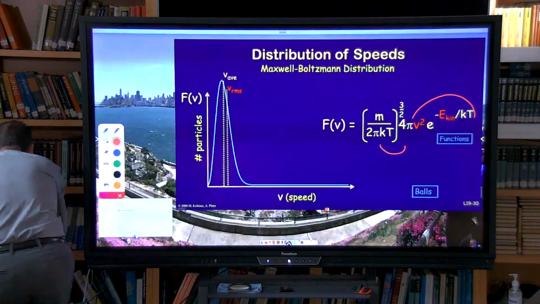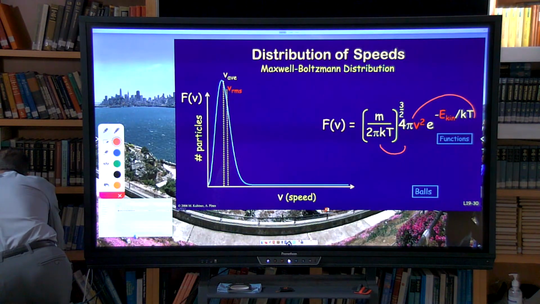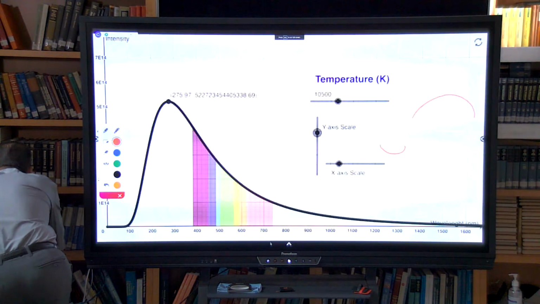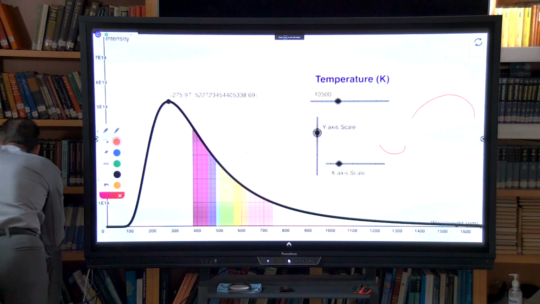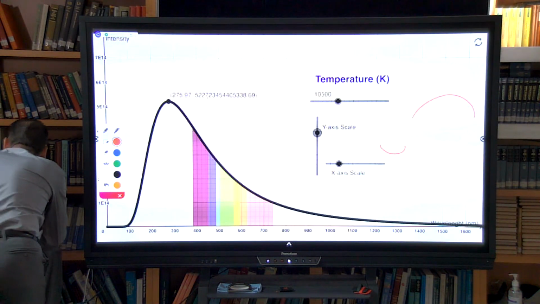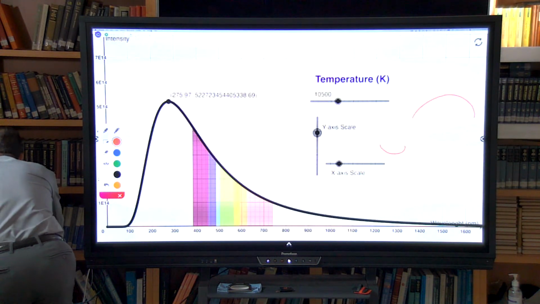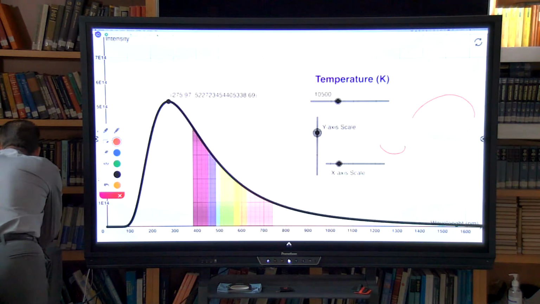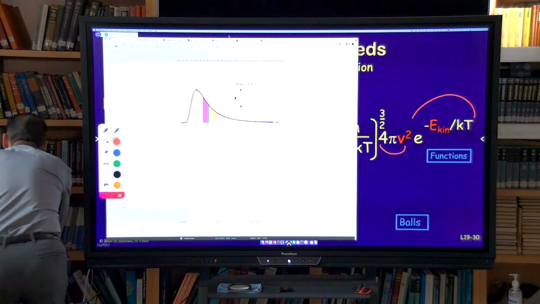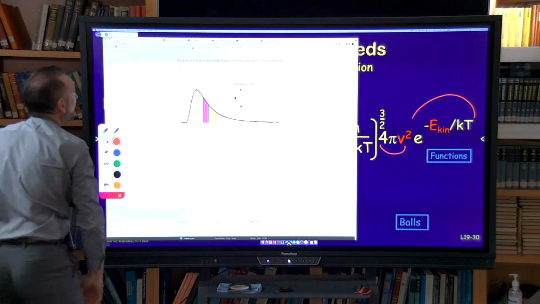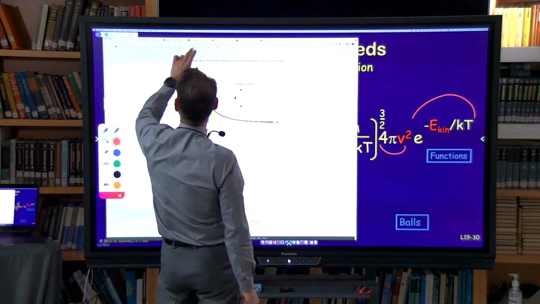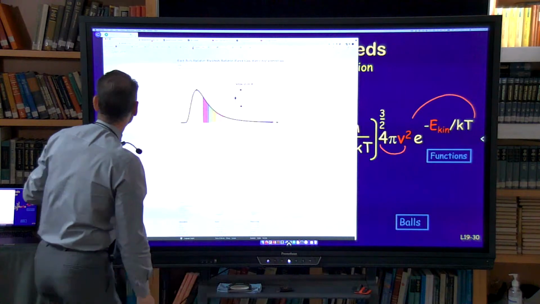Oh, for goodness sakes, did I close the browser? Oh, goodness. No, I didn't. I'm just in full screen, I guess. See if I can get out of full screen. There's the browser.